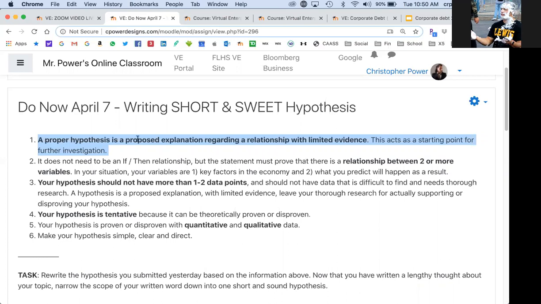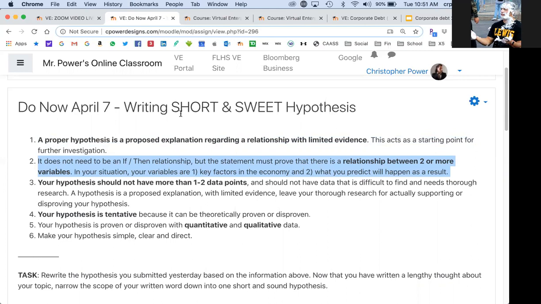Okay? So it's a brief explanation addressing the relationship with limited evidence. And then this is your starting point for a much deeper investigation or a much deeper conversation. Okay? So, Emery, can you read number 2 for everybody, please?